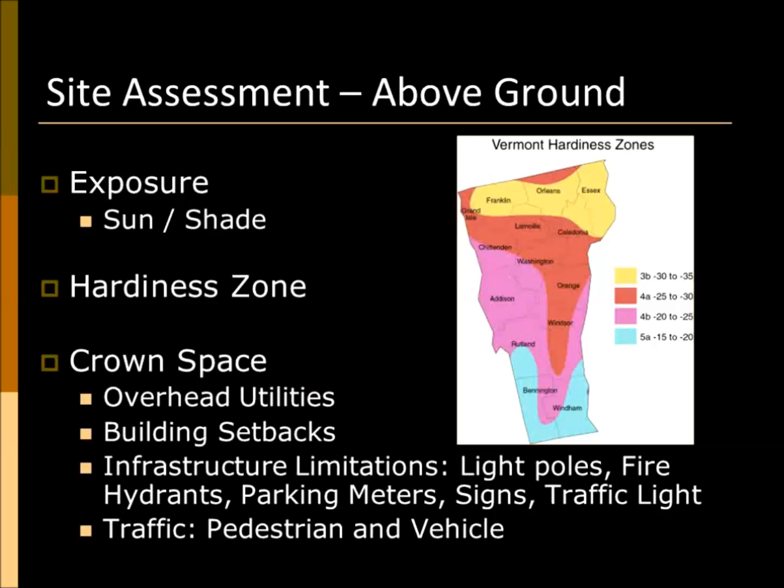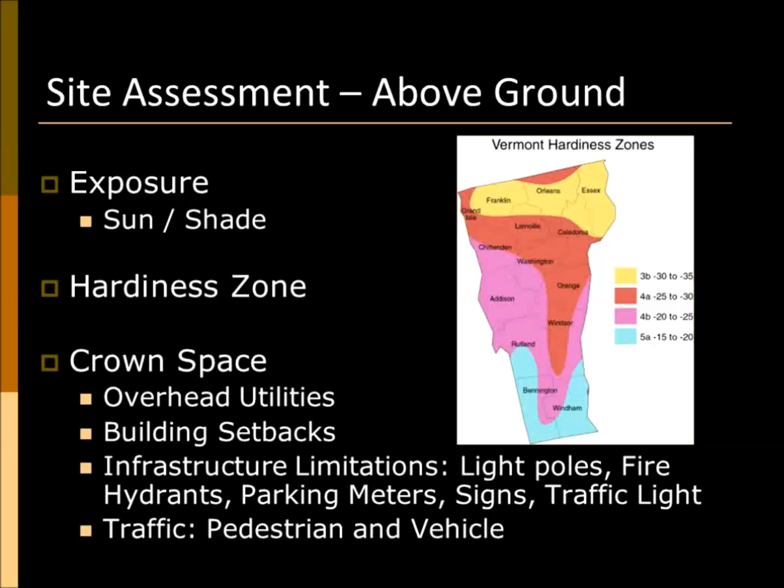Again, we've talked about this a little bit, is the crown space. You need to know how big the top of that tree is going to be because of the overhead utilities. Important to know that and not plant a really tall tree under the utility lines. Building setbacks, how close, will determine your tree overall crown width and height. In other words, the shape of the tree.